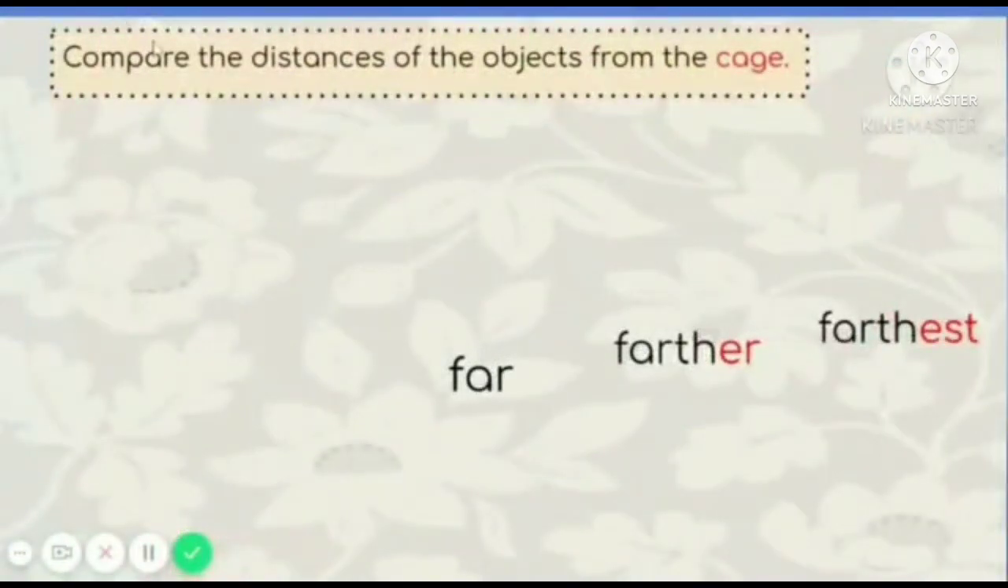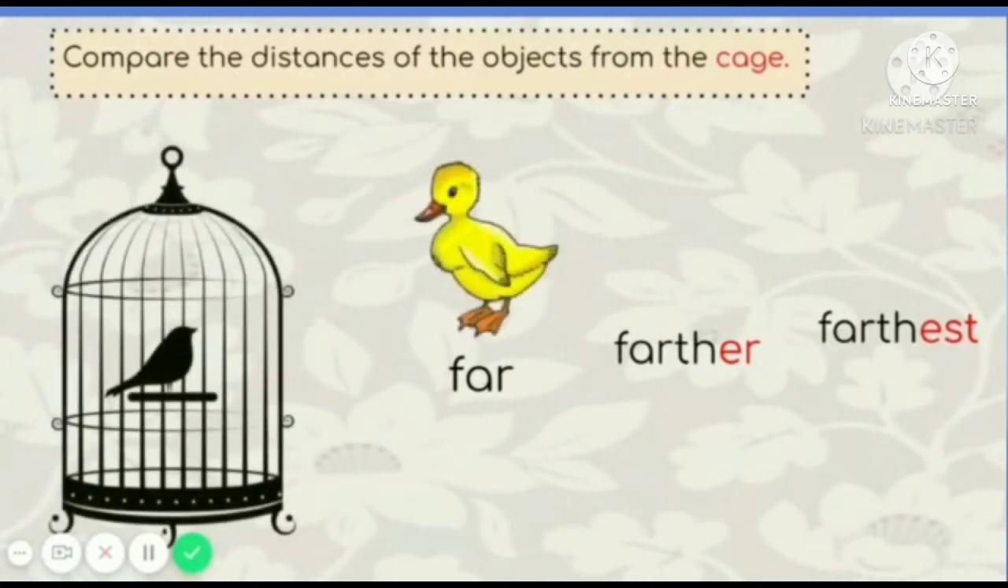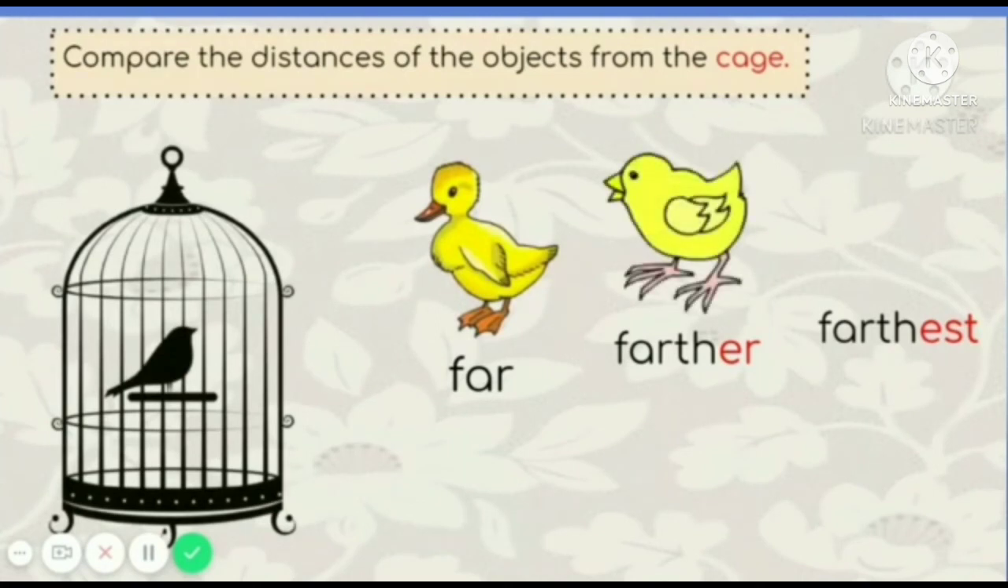Now compare the distance of the objects from the cage. Where is the cage? Here is the cage. And the duck is far from the cage. And the bird is farther. The sparrow is farthest from the cage.